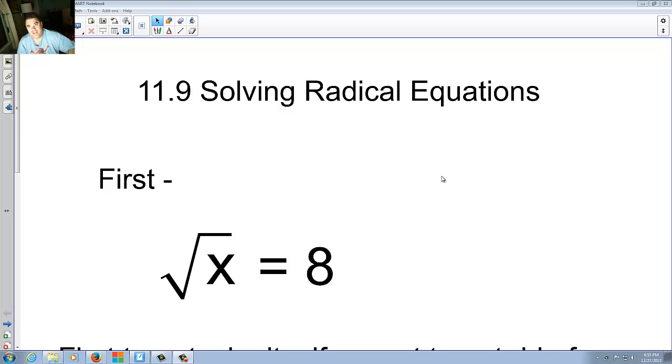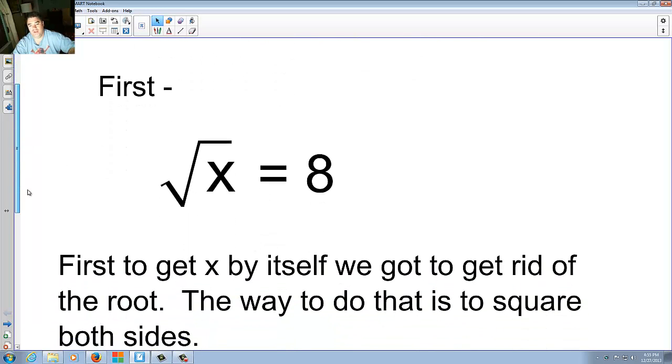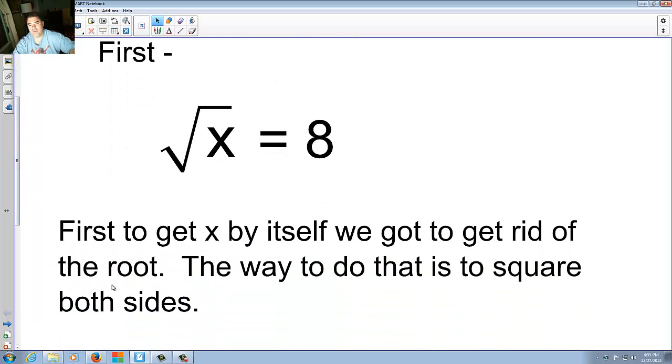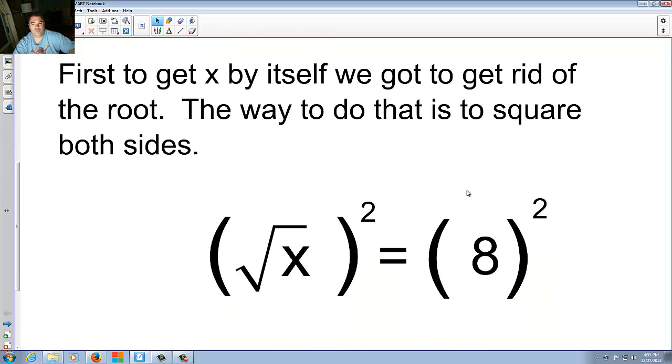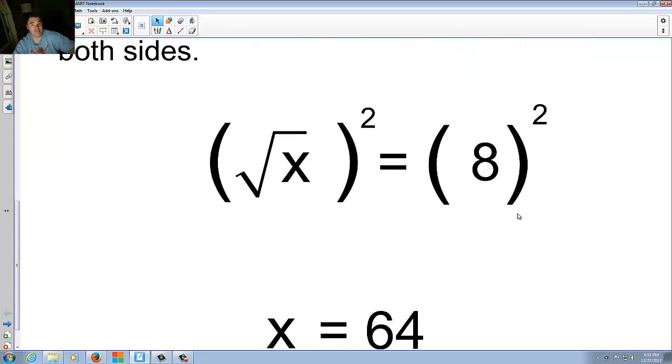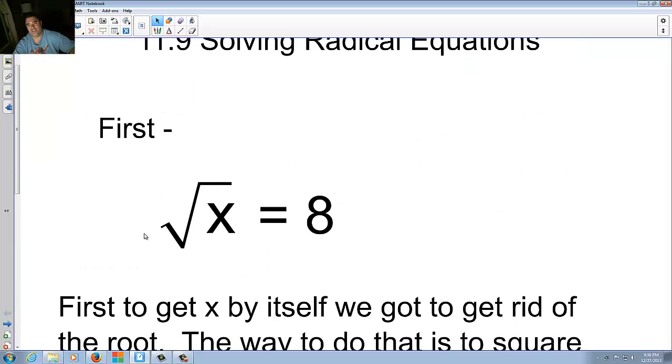Today, 11.9, solving radical equations. First, take square root of x equals 8. Now, in order to solve for x, what we have to do is first get x by itself. We've got to get rid of the root. The way to do that is to square both sides. So we're going to square this side, and we're going to square this side. Therefore, a root and a square cancel each other, leaving the x, and 8 squared is 64. Therefore, x equals 64. How do you know this?